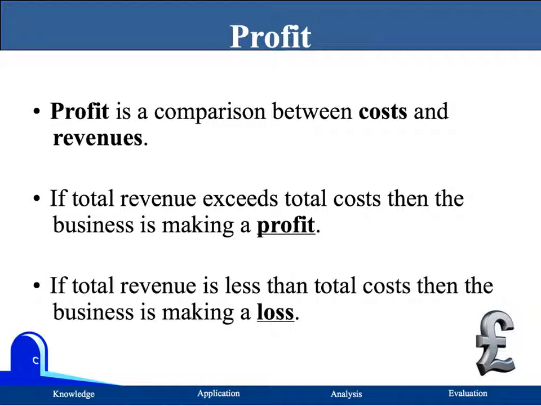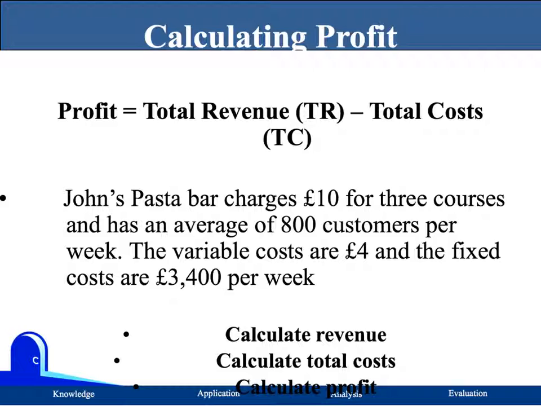So now that we have an understanding of costs and of revenue, that allows us to work out and understand what profit is. So profit is a comparison between costs and revenues. If our revenue exceeds our costs, then we will make a profit. If our revenue is less than our costs, then we are making a loss. To calculate profit, all we do is total revenue minus total costs.